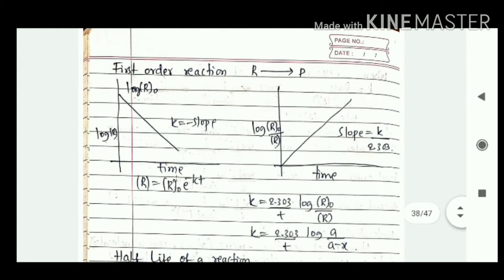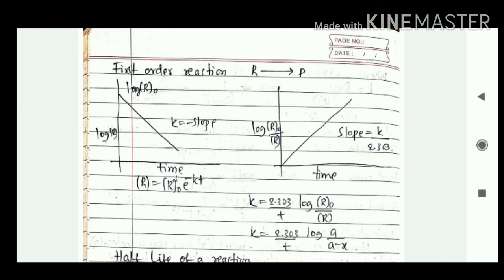So then we'll consider the first order reaction where reactant gives product. In this case, we can plot two types of graphs. One is log R versus time, where we're going to get a negative slope. So k is equal to minus of slope, and here we're going to get the intercept, that is log R naught.